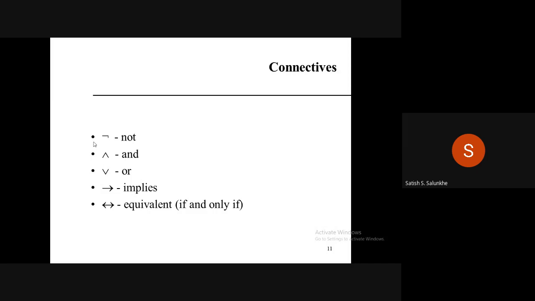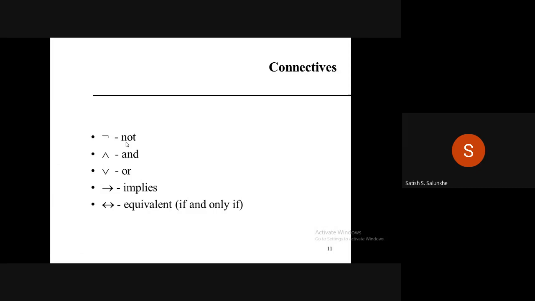Similarly, here you have operators on propositional variables. Out of these, the negation operator, sometimes also called the not operator, is a unary operator. Unary operator means it requires only one input argument.